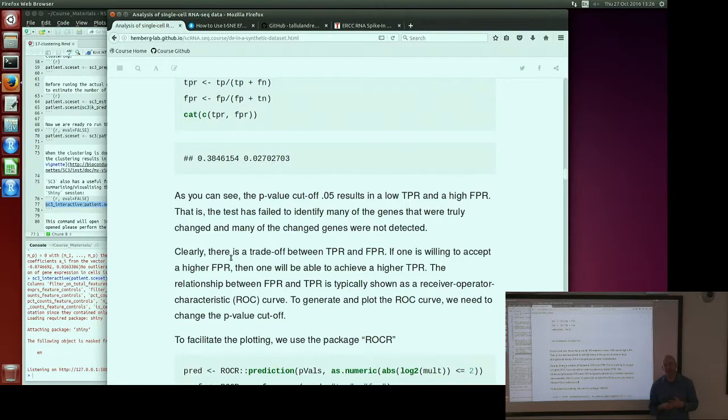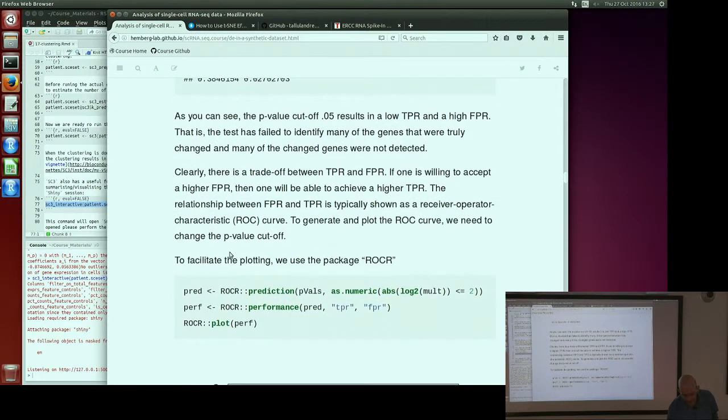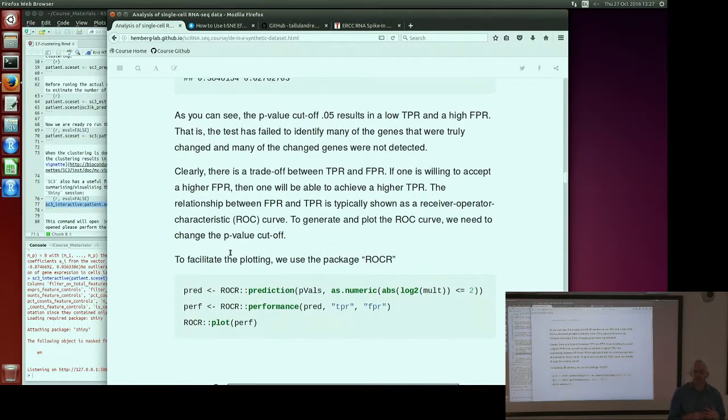It really depends on whether or not you're more concerned about missing any truly differentially expressed genes or calling too many as differentially expressed. And that again depends on the type of problem that you're working on. And one way of summarizing all the different choices of p-value thresholds is to use what's known as a receiver operator characteristic.